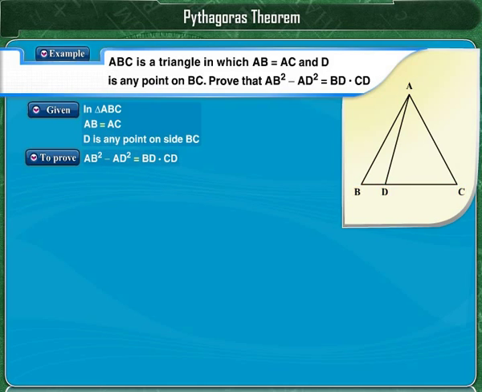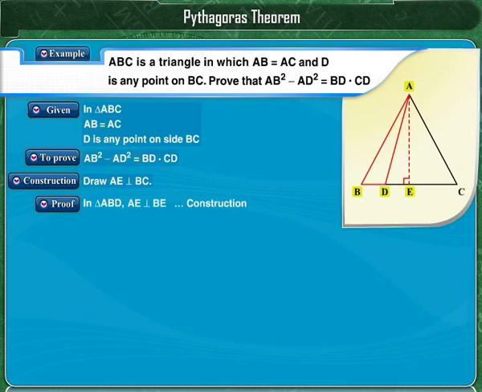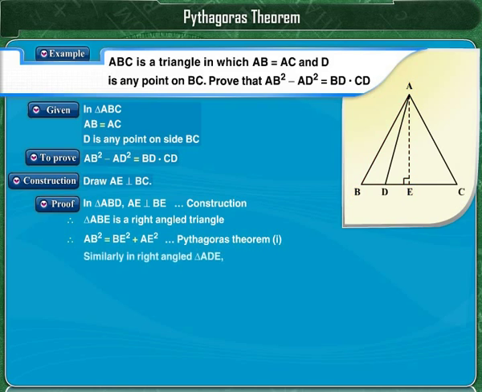Here, we will do a construction. Draw AE perpendicular to side BC. Proof. In triangle ABD, AE is perpendicular to BE by construction. Therefore, triangle ABE is a right-angled triangle. Therefore, by Pythagoras theorem, AB squared is equal to BE squared plus AE squared. Similarly, in right-angled triangle ADE, AD squared is equal to DE squared plus AE squared.